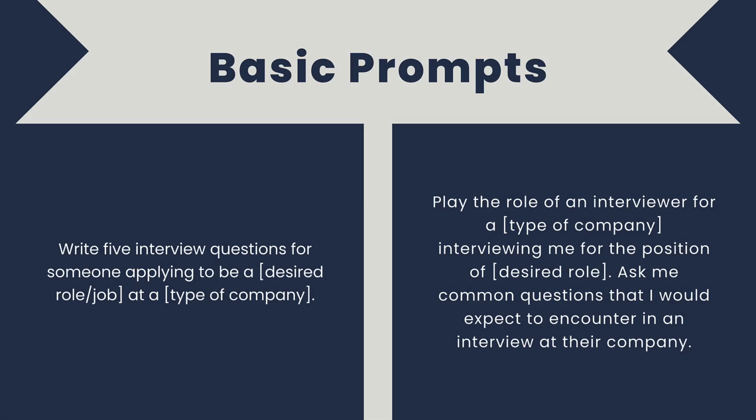Here we have the two simplest ways to approach this problem. In the first prompt, write 5 interview questions for someone applying to be a [desired role] at [type of company]. We actually just have 2 parts that we're employing. We have the action, which is write 5 interview questions, and we have some context, which is the desired role and the type of company.